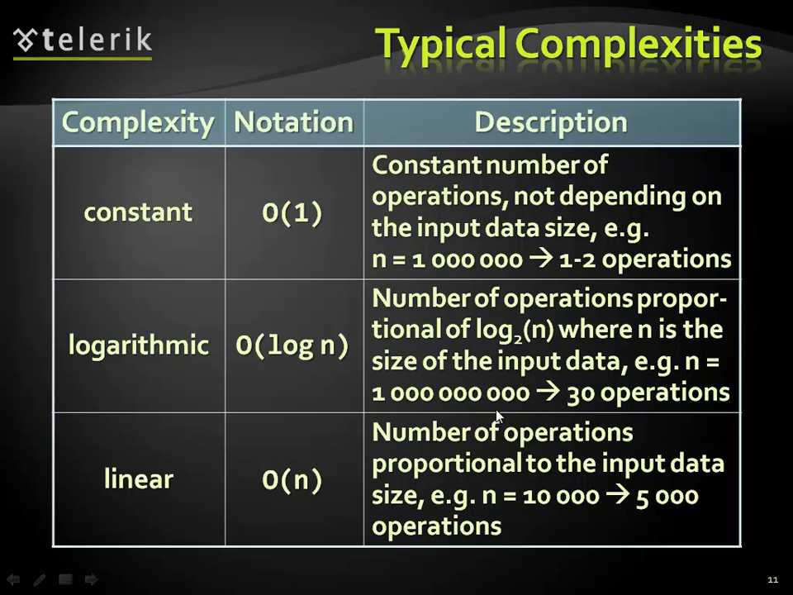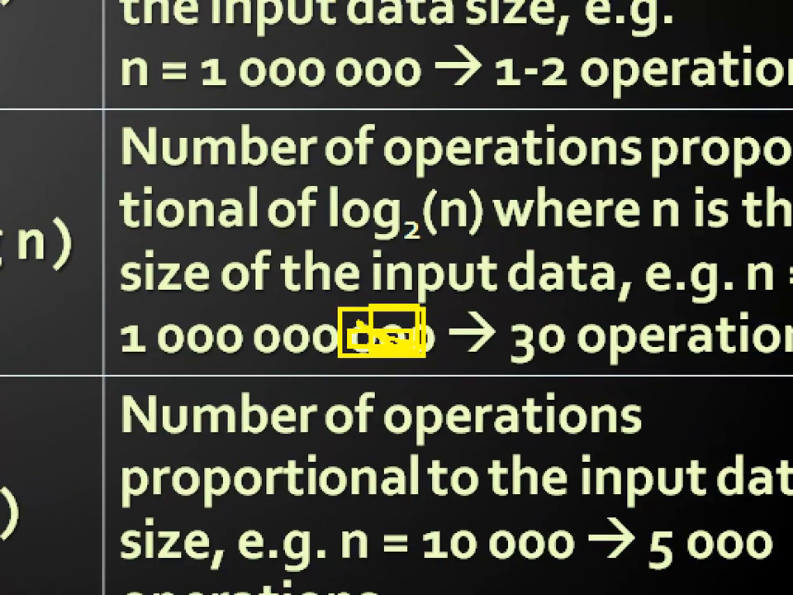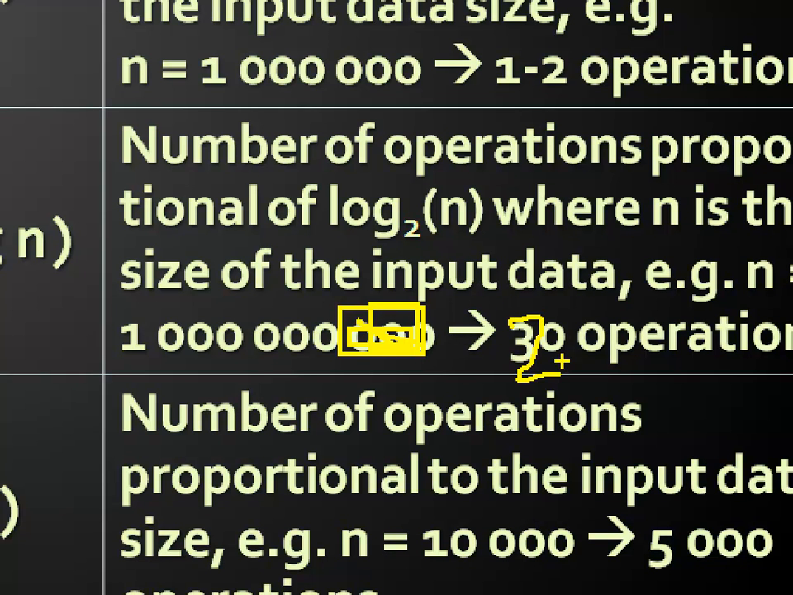I'm not sure if, oh, that's 1 billion operations. So if this thing was 1 million, this would be 20 operations. For 1 billion, as it is now, it's 30 operations, and so on and so on. Okay, so that's logarithmic complexity.